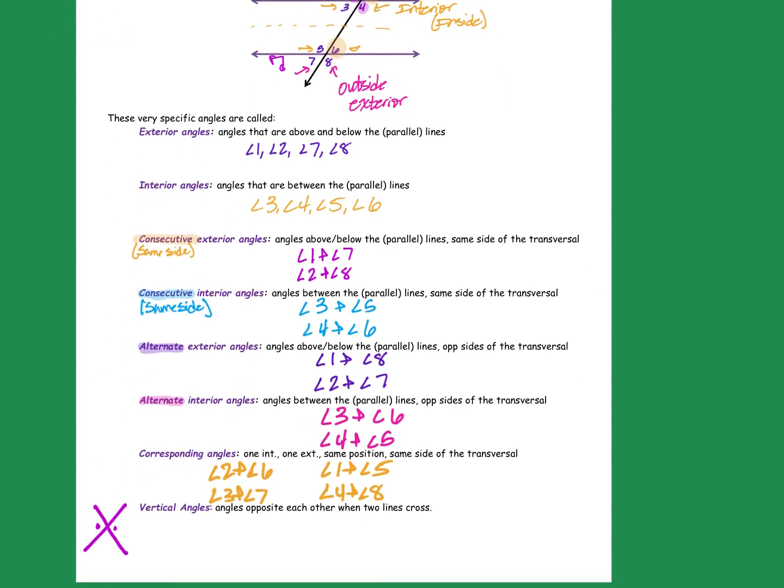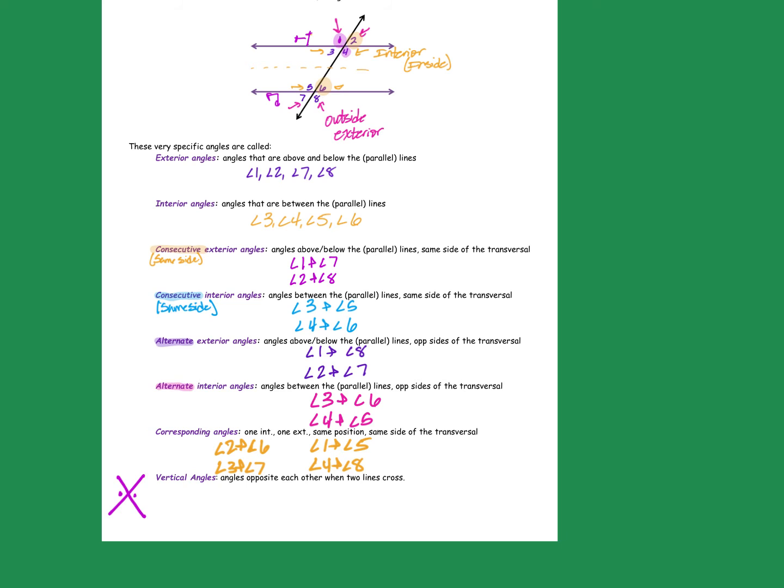So I've got angle 1 and angle 4. What's another set? 5 and 8, great. Angle 5 and angle 8. Is there another set? 3 and 2. Good. Angle 2 and angle 3. Is there another set? Angle 6 and 7. Very good. Nice job. Okay? Does that make sense?